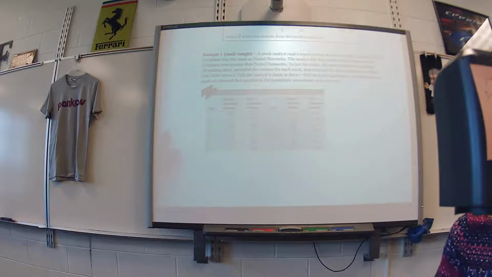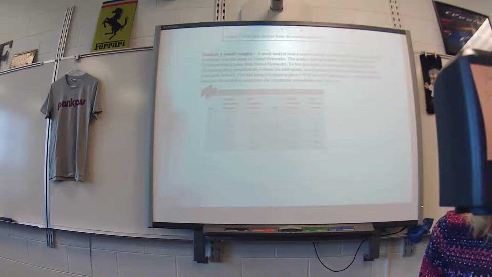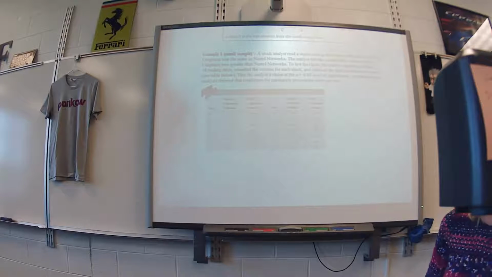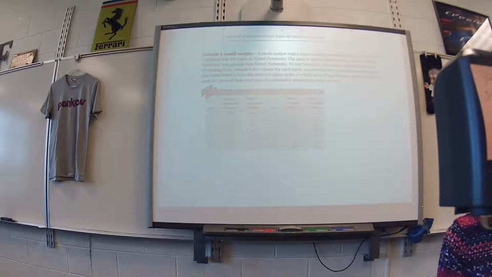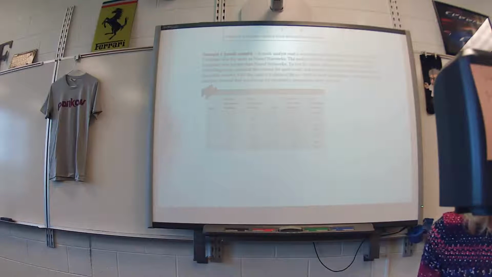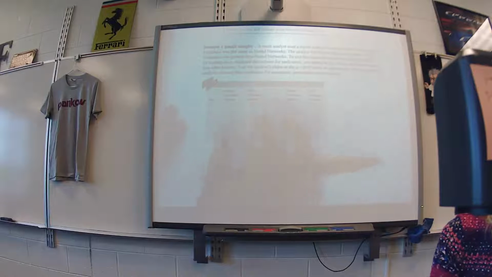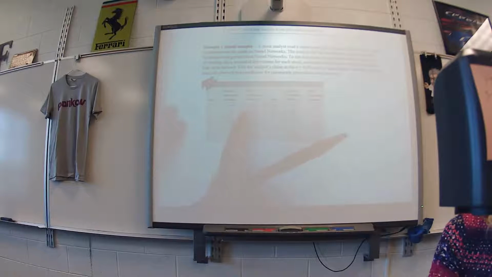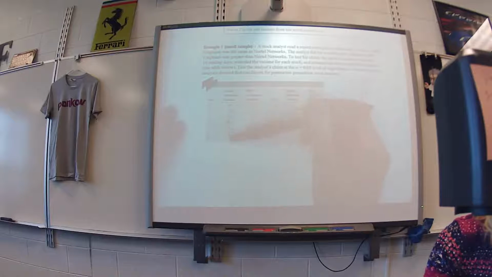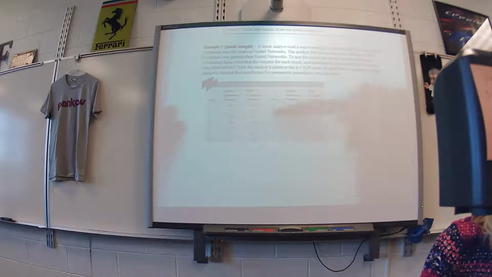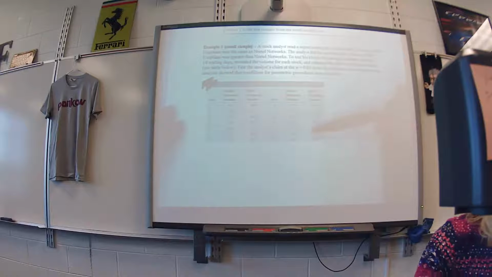Test the analyst's claim at the 5% level of significance, and assume previous analysis shows that conditions for parametric traditional measures were not met. So this is another one of those tables where, the way it's written here, you have to imagine that all of this is in one long column. There are 14 numbers for Nortel, and there are 14 numbers for JDS.